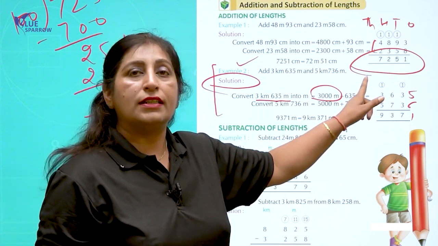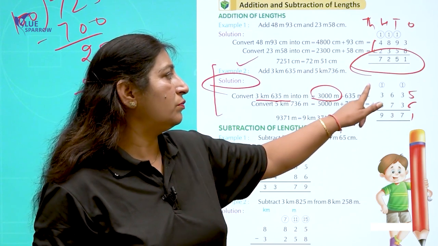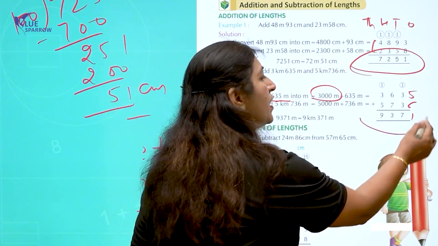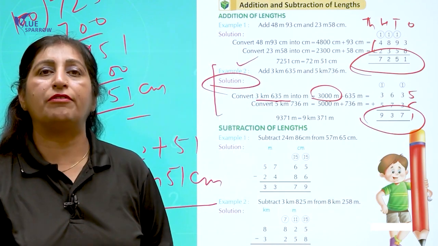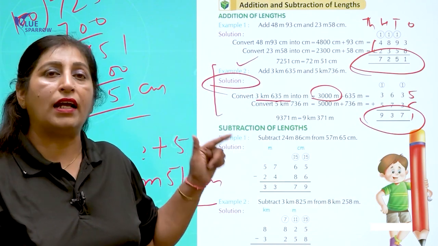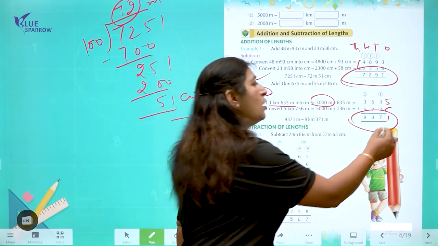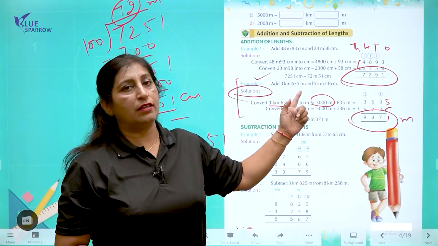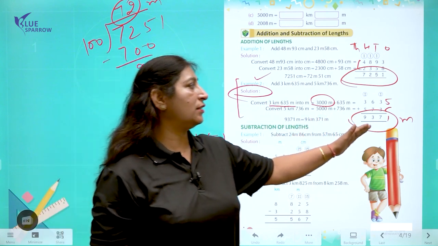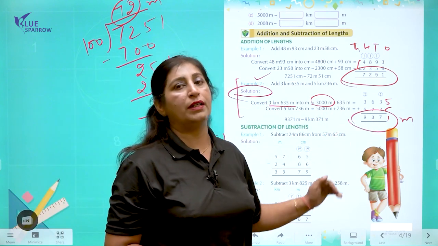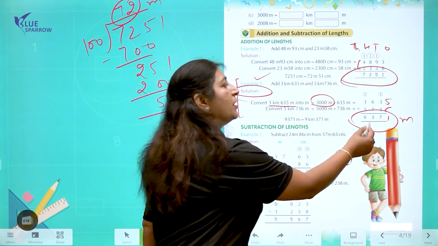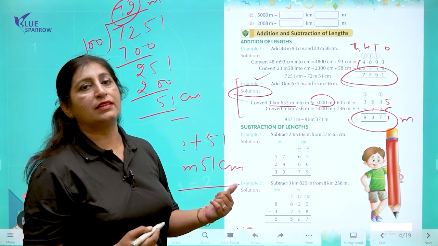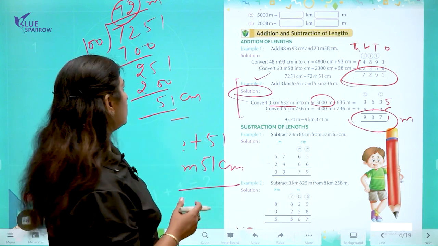And now the digits present in thousand column are 1, 3 and 5, and their total gives us 9. So in this way you get the sum of the given two lengths as 9371 meter. But the question was given in the form of kilometer and meter, so we have to convert this length as meter into kilometer and meter. So while converting 9371 meter into kilometer, we would divide this length by 1000.